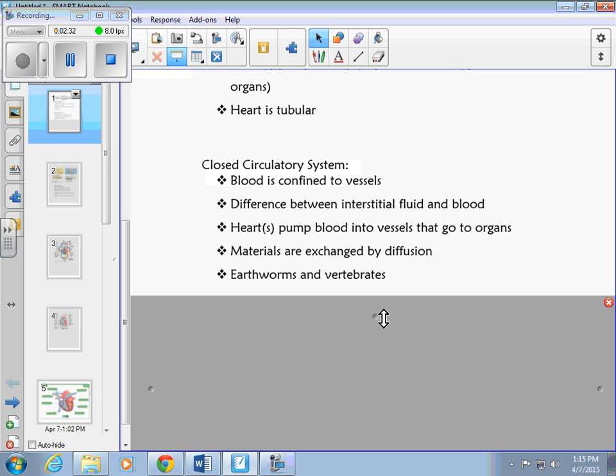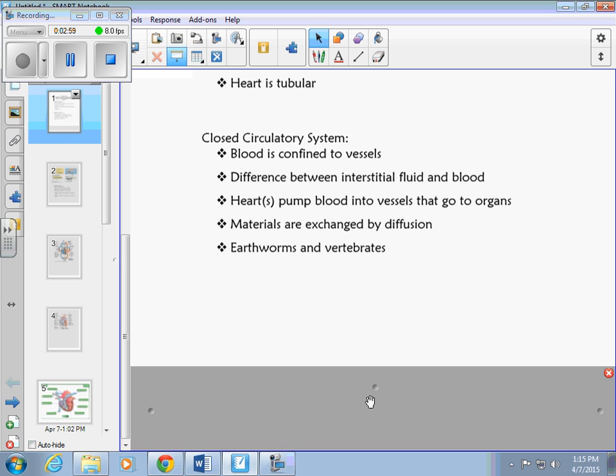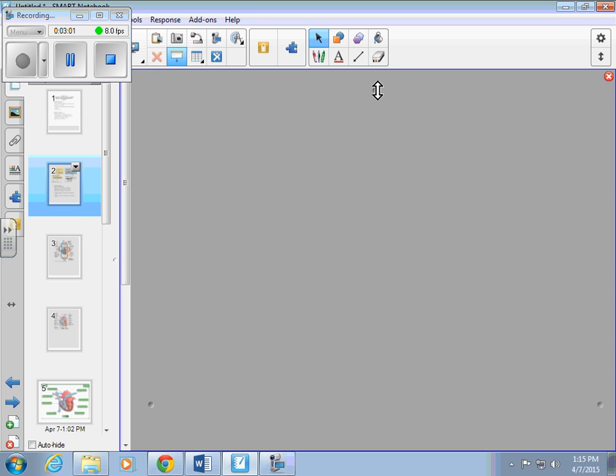So in your body, oxygen will diffuse into the blood in the lungs. In the digestive system, the diffusion takes place in the villi of the small intestine. So those nutrients will diffuse from the villi into the blood at that part of the system. Earthworms have a closed circulatory system along with vertebrates.